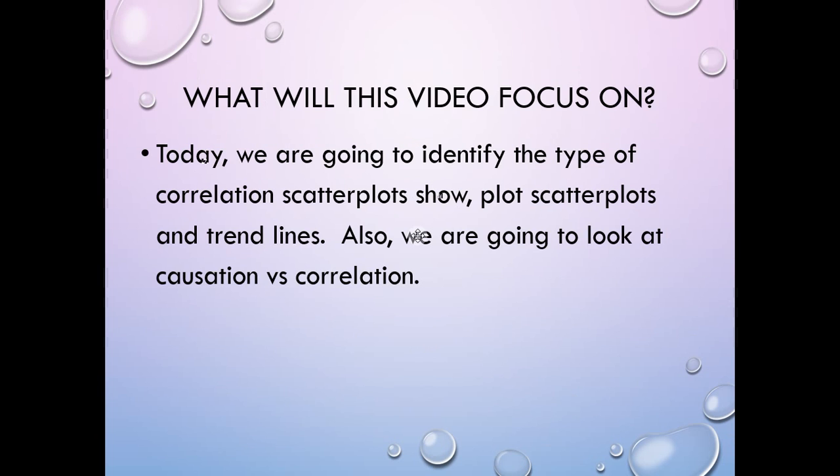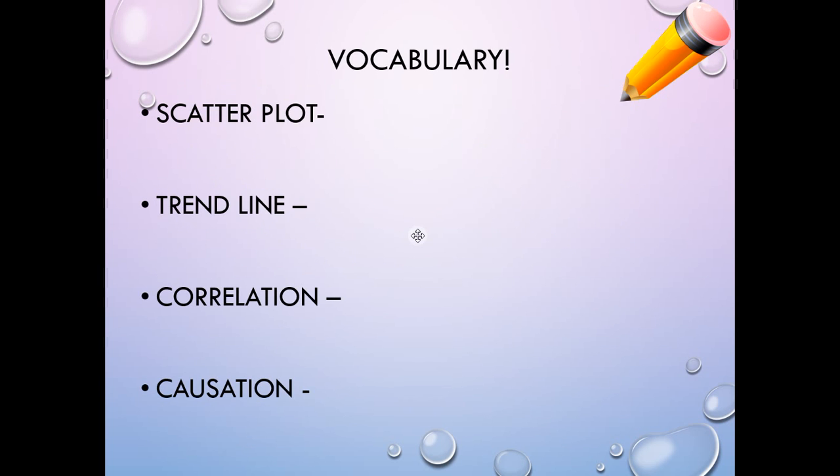So this video is going to focus on how to identify the type of correlation scatter plots show, how to plot scatter plots and trend lines, and also we're going to look briefly at causation versus correlation. So, very first, we need some vocabulary. The vocab that I need you guys to know is scatter plot, trend line, correlation, and causation.